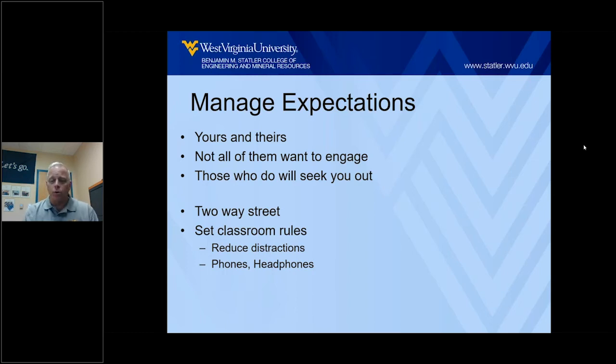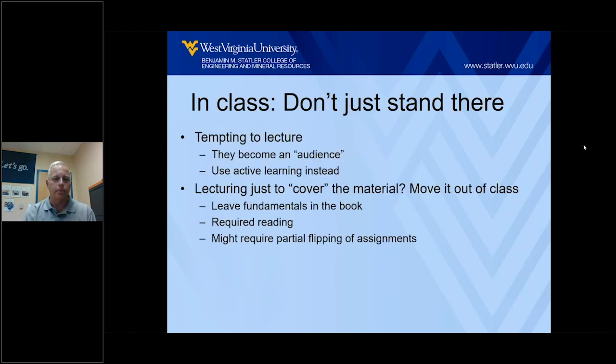So one of the things you can do is to try to set some classroom rules, and this also helps with expectations, to try to reduce some distractions. Tell them you don't want the phones in the room, you don't want the headphones on. I make my students take their headphones off, take the hat off, put the cell phone away, and pay attention. And I try to have things for them to do in class so that they're less likely to get distracted. So when you're in the class, don't just stand there, do something.